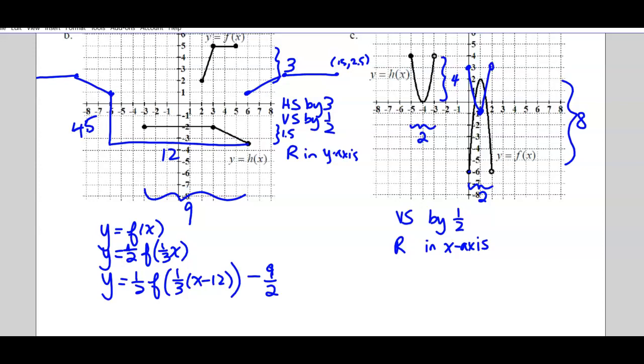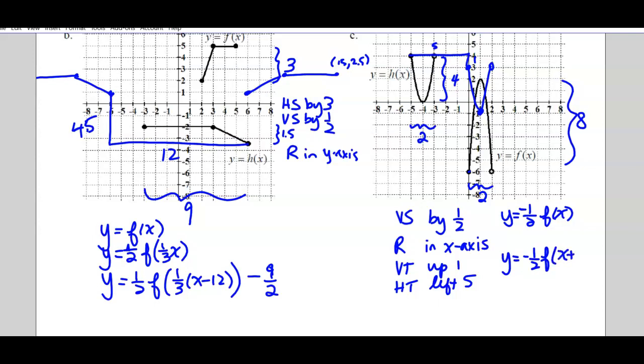Okay, and now we want to translate. So what are we doing? Up and over. So we're up 1, 3/5. Okay, so vertical translation up 1, horizontal translation left 5. So y equals, that will be half f of x. Reflecting the x-axis, we change that to negative. Then translations, left 5 and up 1. Okay.